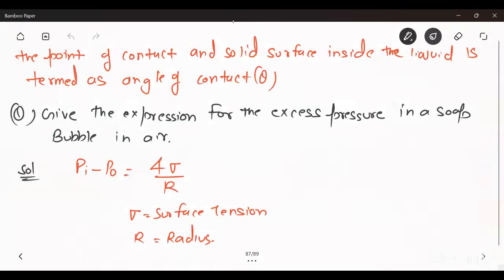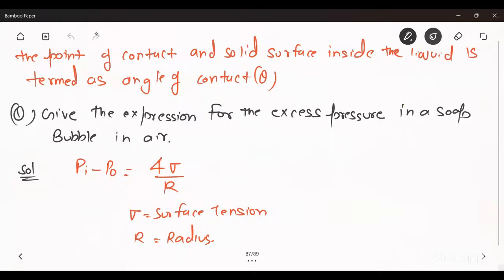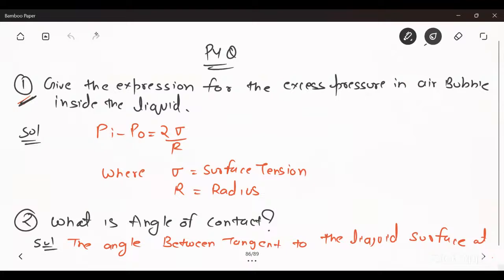This question on the Magnus effect is also important. Next, excess pressure in the soap bubble and excess pressure inside the air bubble.